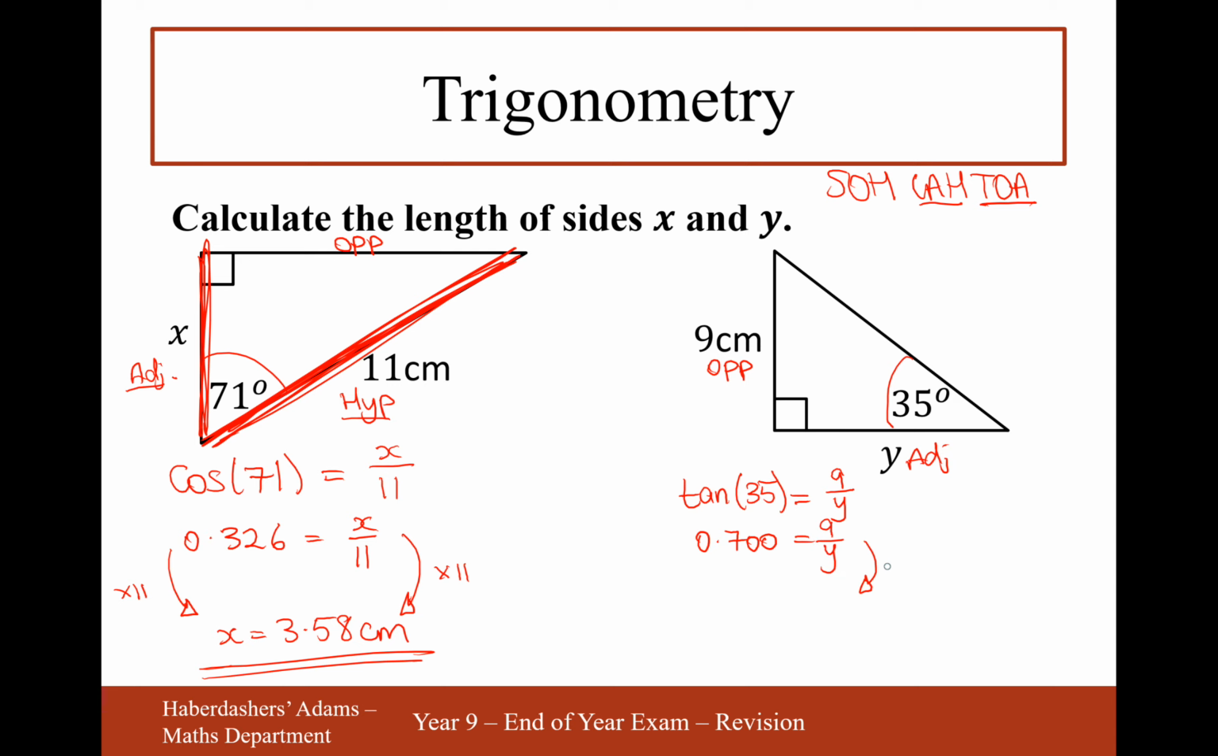Okay, to rearrange this, we need to now multiply both sides by y. So it'd be 0.7y equals 9. And then to get y on its own, we need to divide by 0.7. So it's going to be y equals 9 divided by 0.7. But I'm not going to write 0.7 on the calculator. I'm going to use the exact value of tan 35. So that's going to be 9 divided by answer, which is 12.85. And there we are. That's the answer to this question.